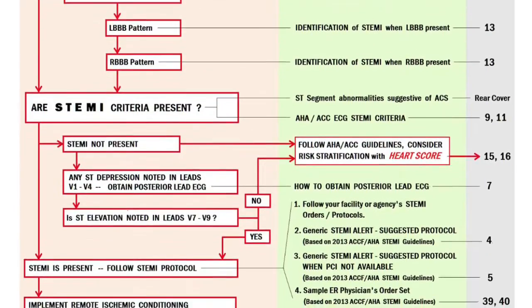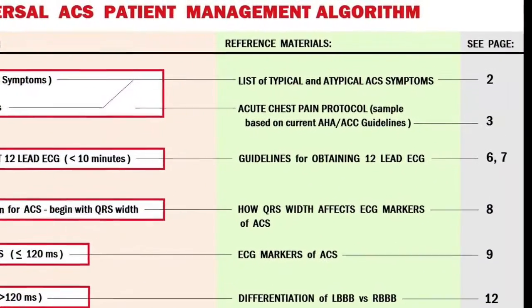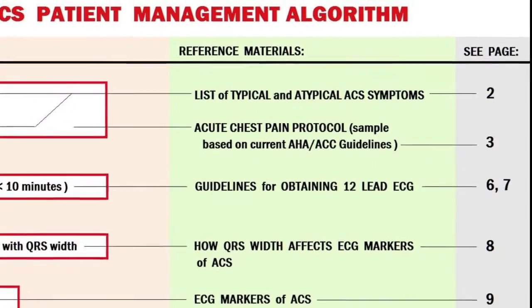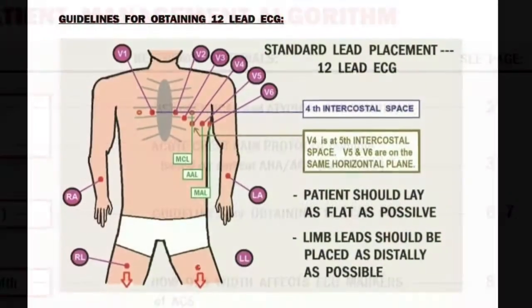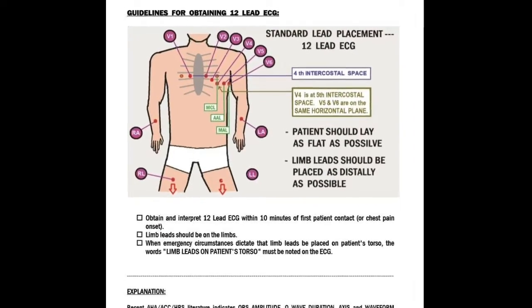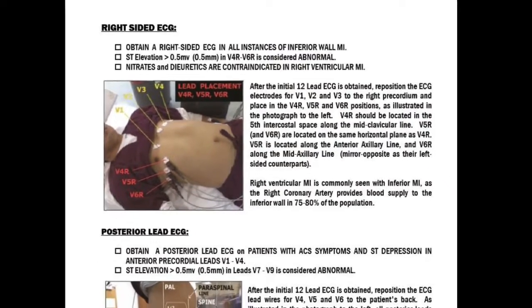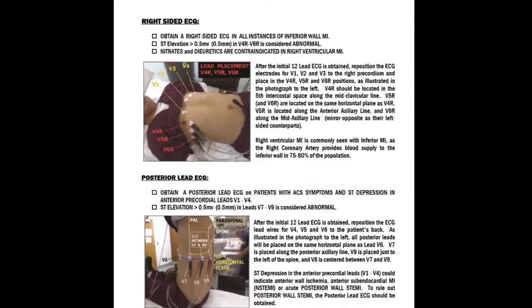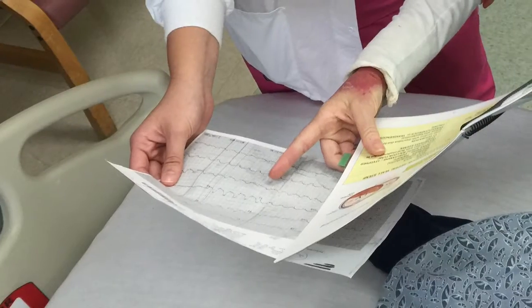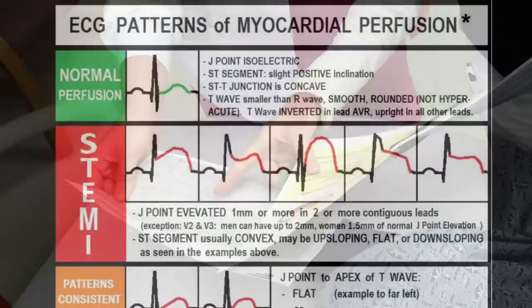It describes the initial evaluation and management of patients with possible acute coronary syndrome, and it doubles as the book's table of contents. Step 2. Obtain a STAT 12-lead ECG. Also covered in STEMI Assistant are the indications, techniques, and evaluation criteria for obtaining right ventricular and posterior lead ECGs. Step 3. Evaluate your patient's ECG for abnormal ST elevation.